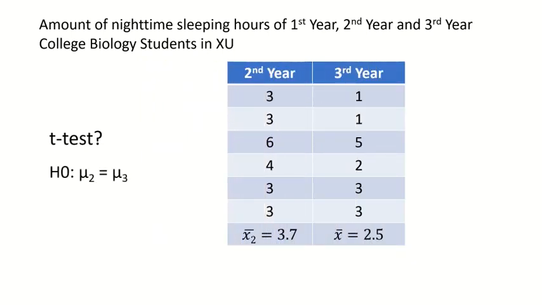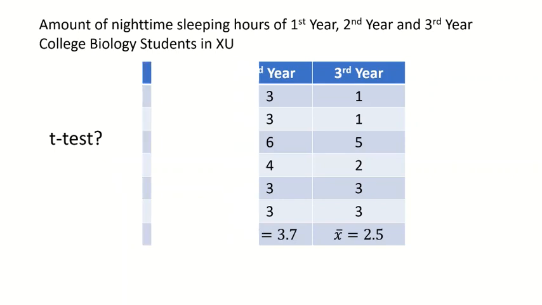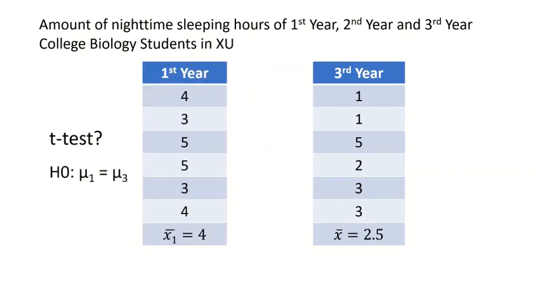And then, still using t-test, we may compare the sleeping hours of the second years versus the third years. And again, we have a null hypothesis expressing equality between the population means of the sleeping hours of these two year levels. And lastly, to complete our t-tests, we may also compare the mean sleeping hours of first years to that of the third years, with the null hypothesis expressing equality in their population means.